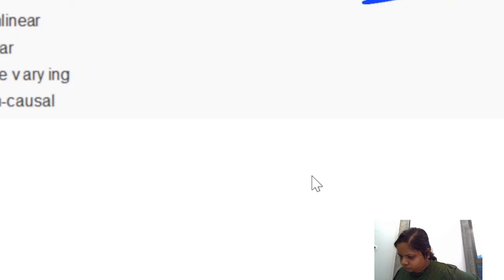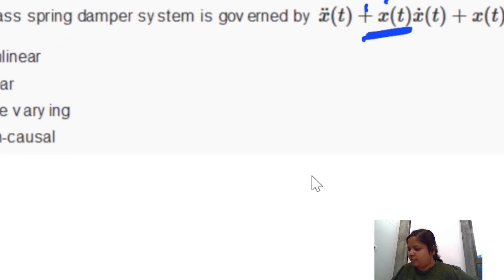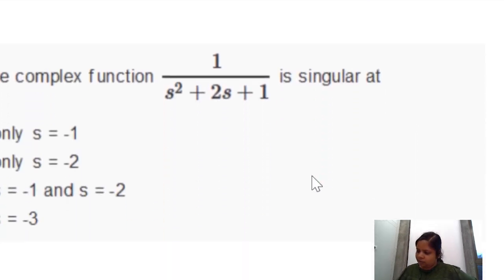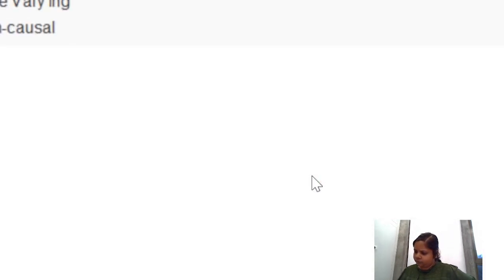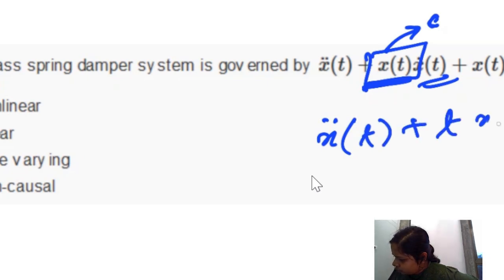Non-linear, madam. Yeah, it is non-linear, because you have some x(t) term with the x dot (t) term. But why can't we call it time varying? If you call it time varying, t has to come. So if it were t times x dot of t plus x(t) equal to f(t). So what do you understand by time varying and time invariant?